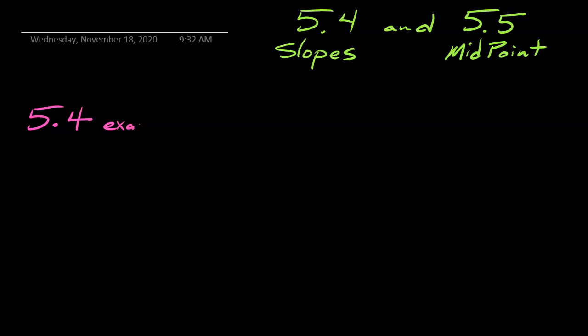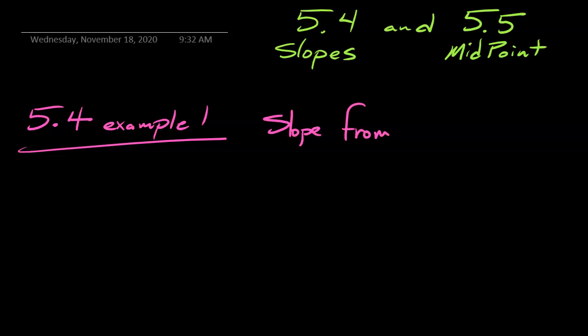5.4, example 1. If I remember correctly, I believe 5.3 was you finding slopes from pictures. I don't think it was from numbers. I think it was just pictures. So 5.4 is going to be finding slope from 2 points. You absolutely have done this before, so this should be full review, but I'm going to cover it as if you don't know it. So then that way, if you don't remember it, then it's no loss.